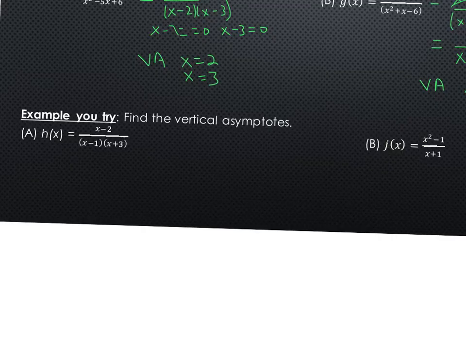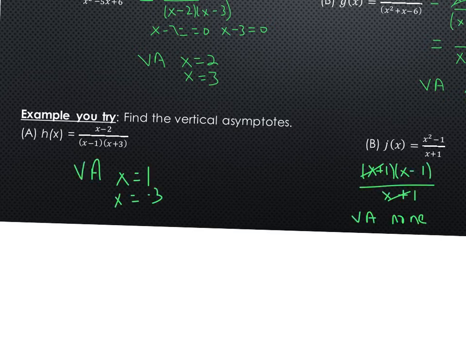Take a minute or two and try the example you tried. Hopefully you found the vertical asymptote for letter A to be x equals 1 and x equals -3. In letter B, because the denominator reduces out, we do not have a vertical asymptote.